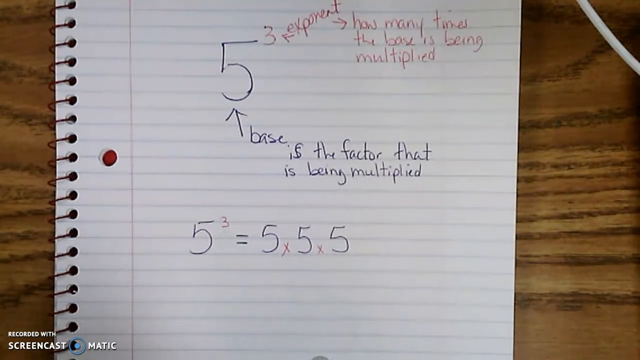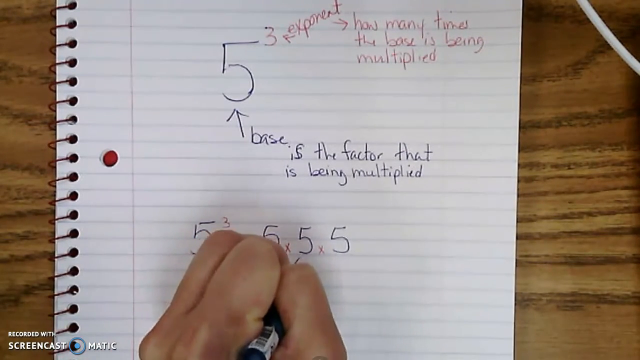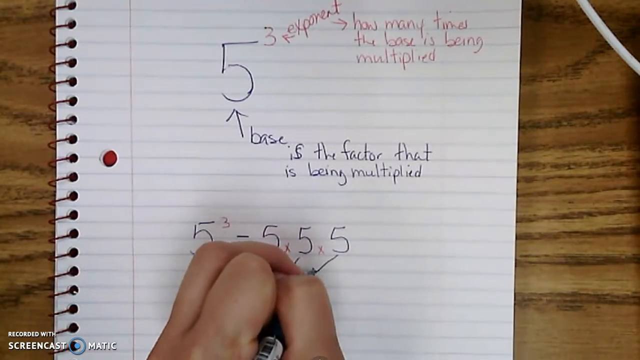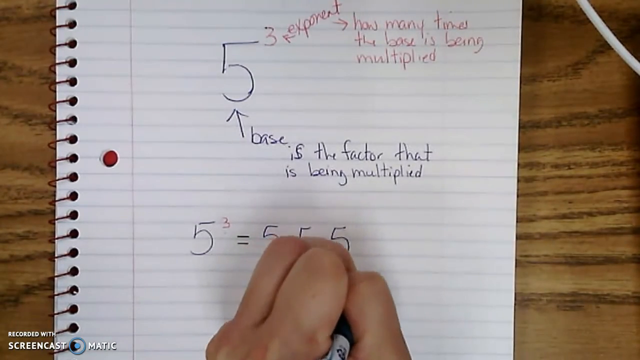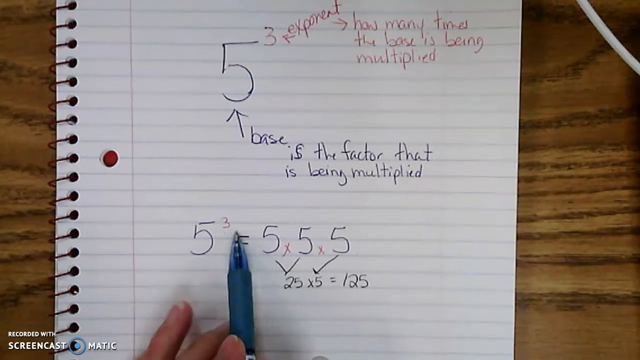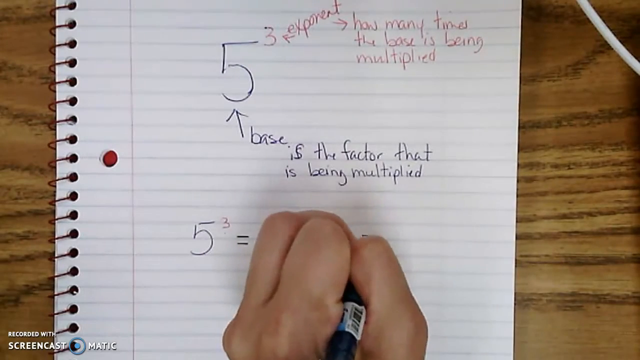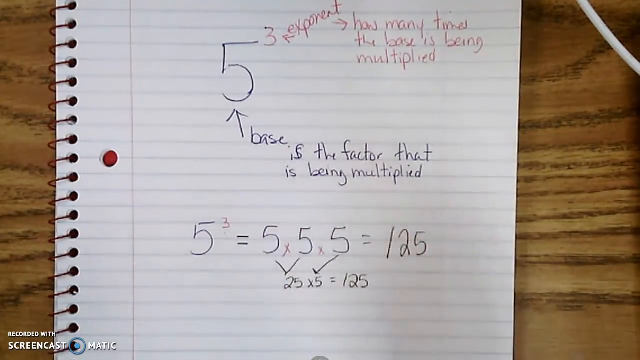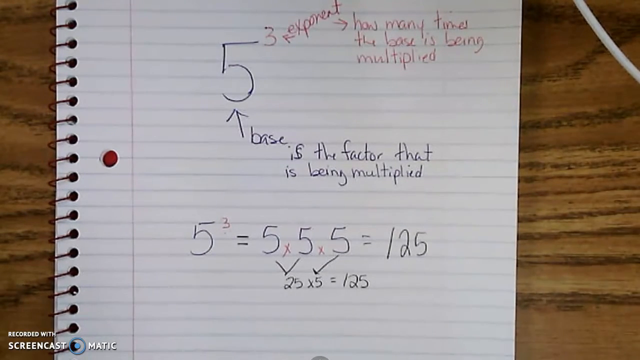And to multiply this out, I would do 5 times 5 is 25, and then I would bring this down here, and 25 times 5 is 125. So 5 to the third power equals 5 times 5 times 5, which also equals 125. So that is powers and exponents.